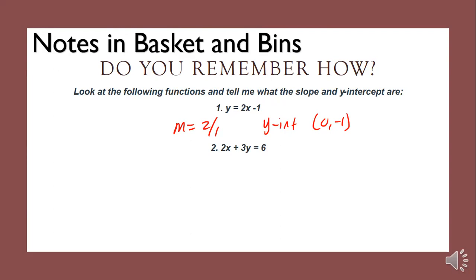Start off by subtracting 2x. Perfect. I'm going to start off by subtracting 2x, and I'm going to be left with 3y equals -2x plus 6. Then what do I do? Divide by 3. So now my y is by itself. Can I identify my slope and y-intercept? Yes. What is my slope? -2/3. What is my y-intercept?